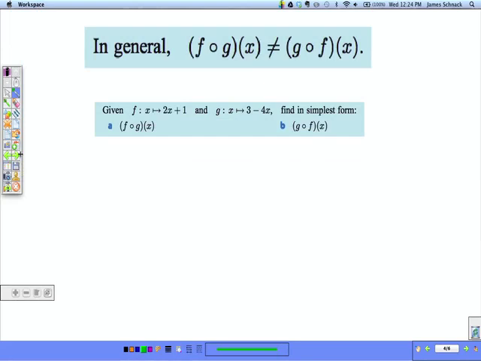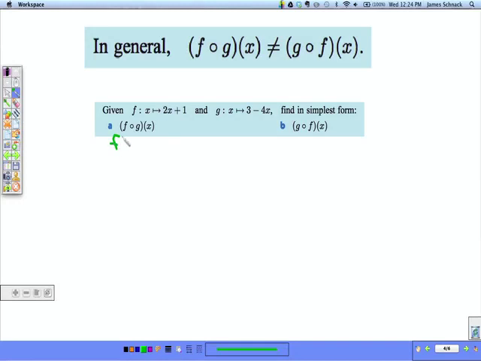In general, it matters what order you line up these machines. If you line up the machines one way, you might get socks. If you line them up another way, you might get underwear. So you have to be careful which way you're lining up your function g and function f machines. And we're going to see that when we do this example. We have two functions, f and g. I want f of g and g of f.